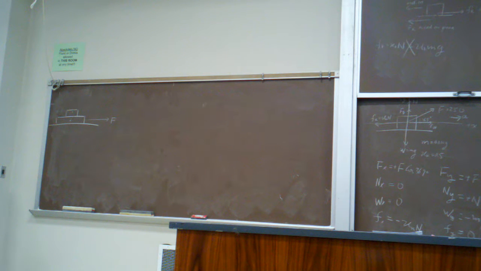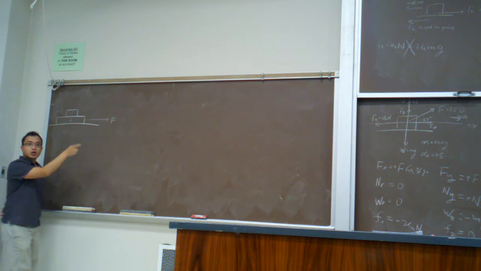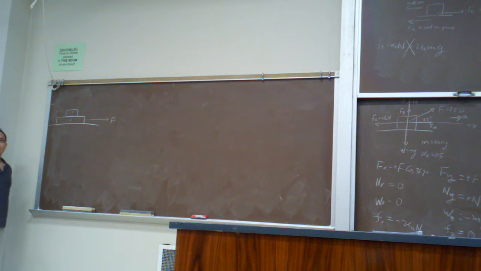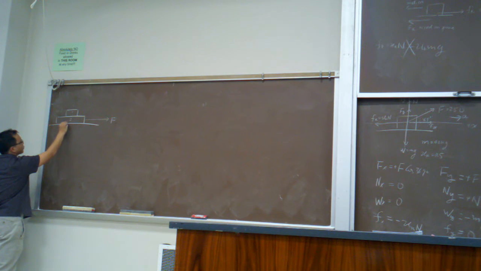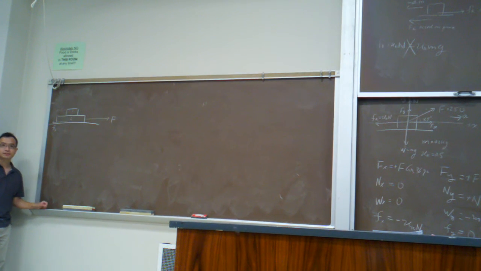When I'm pulling block 2, I try to make it move to this direction, right? So there must be some frictional force acted on this block to prevent this tendency. Okay? That frictional force is provided by the ground. So there is some frictional force to this direction, right?